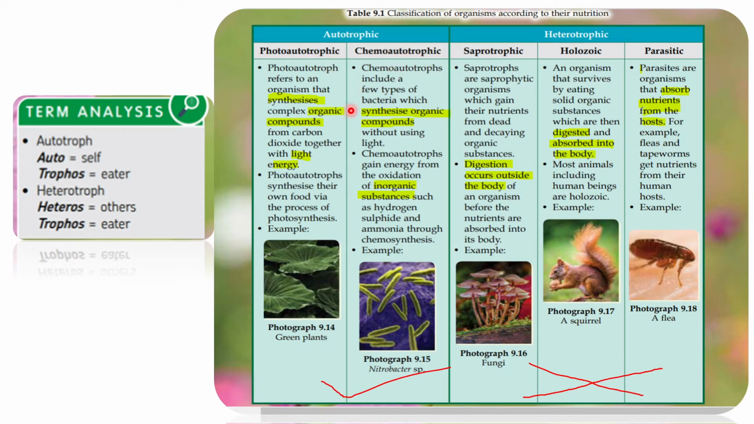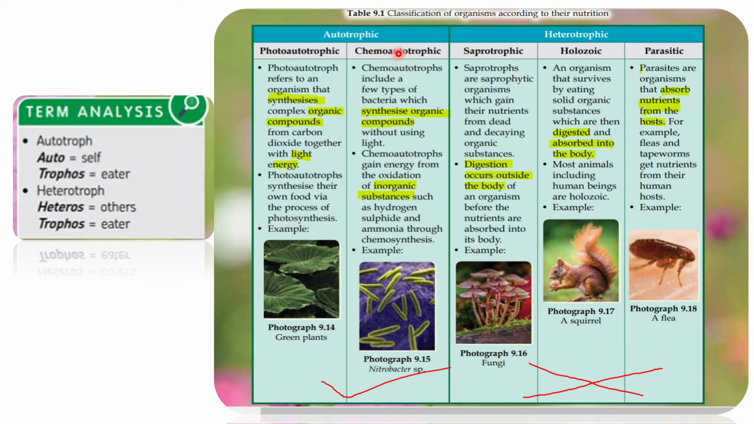Okay, so let's look at the similarities. First, between these two types of organisms, both of them are able to synthesize organic compounds. The difference is that for photoautotrophics, typical examples are the green plants. Okay, the green plants, which means how do green plants synthesize their own food? By making use of light energy. So that's why you see the term photo here refers to light. So it's making use of the light energy together with carbon dioxide to synthesize organic compounds, which is glucose. Okay, and the name of the process is photosynthesis.